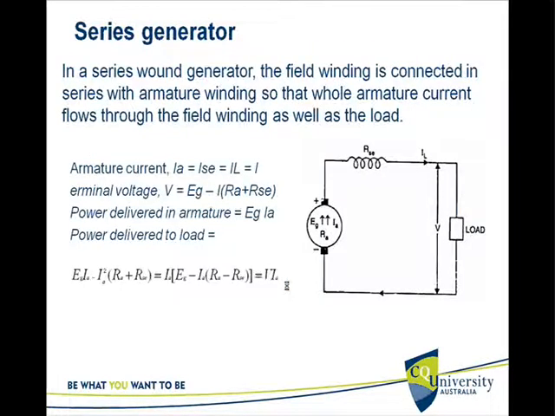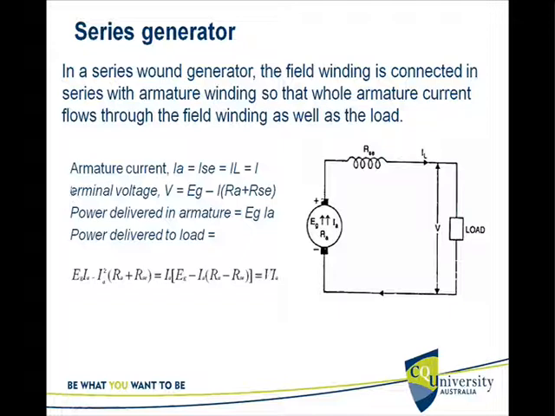What are they? Series generator. Now in the series generator, the field winding is connected in series with the armature winding. So this is the one which produces the field flux. In a series wound generator, the field winding is connected in series with the armature winding, so that the whole armature current flows through the field winding as well as the load. Armature current IA, which is the same as ISE, is equal to IL, is equal to I.